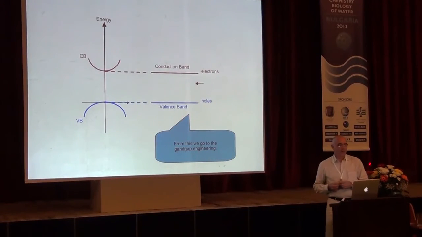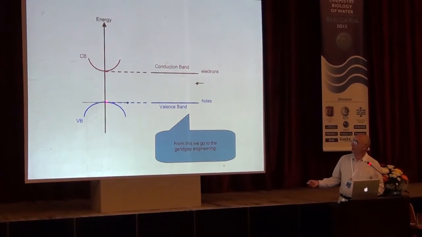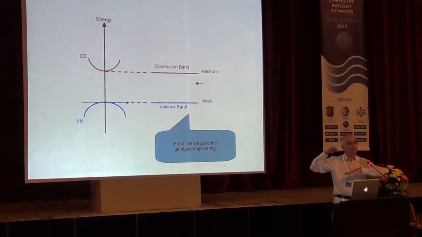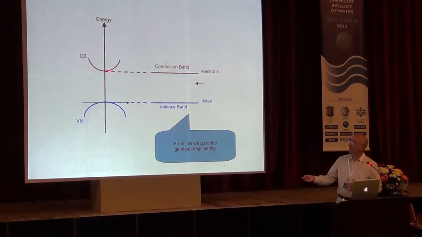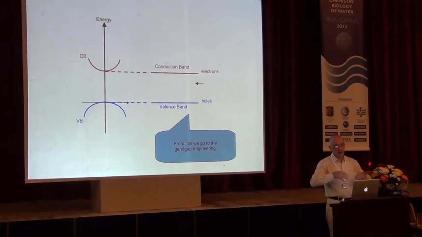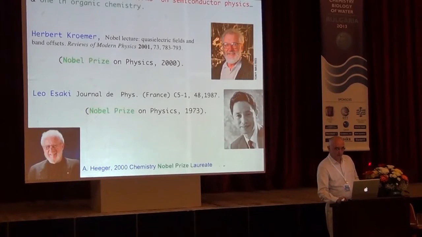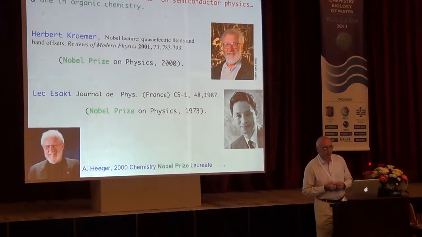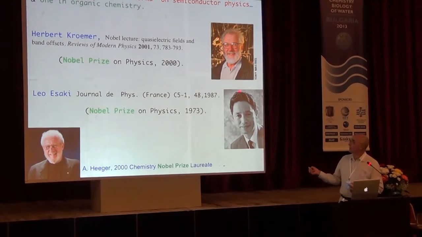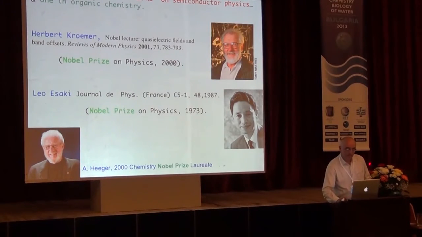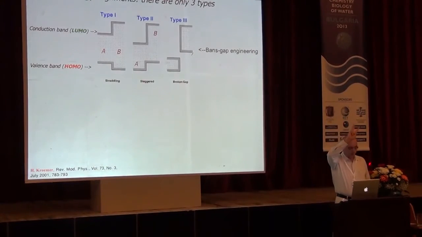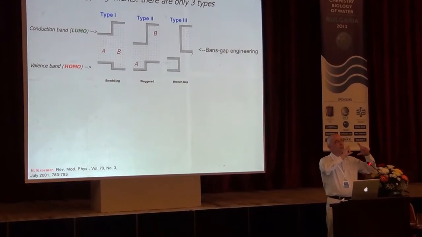So, I will represent this bottom here as a flat band because it's easier. But normally we have this curve, it looks like a parabolic curve. So, we have this doping or defects inside, and according to two Nobel Prizes, in physics and in chemistry, we have only three kinds of relative position between one material A and another material B.